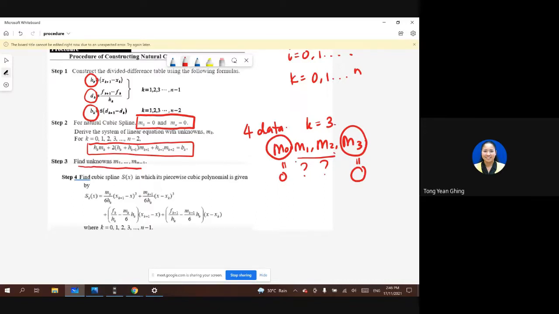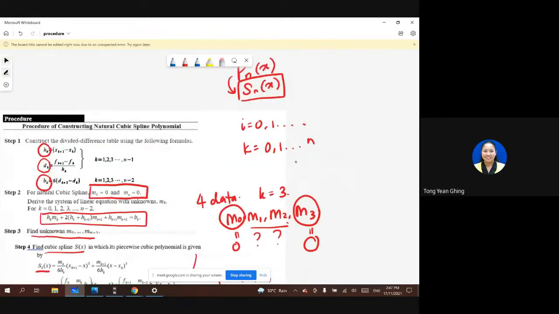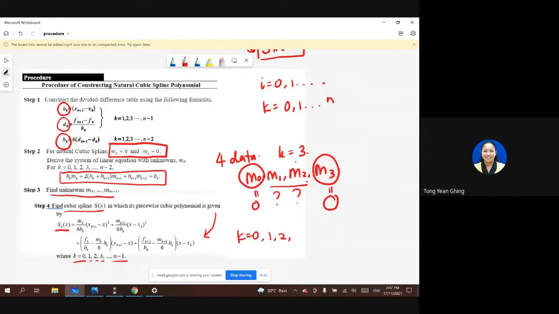After we know all the M here, we will put them into this formula. This is the cubic spline formula to find the equation as X. So it is the same, we start from K equal to 0, 1, 2, 3 until N minus 1. So here K equal to 0, K equal to 1, and K equal to 2 only, because our K goes up to 3. Okay?